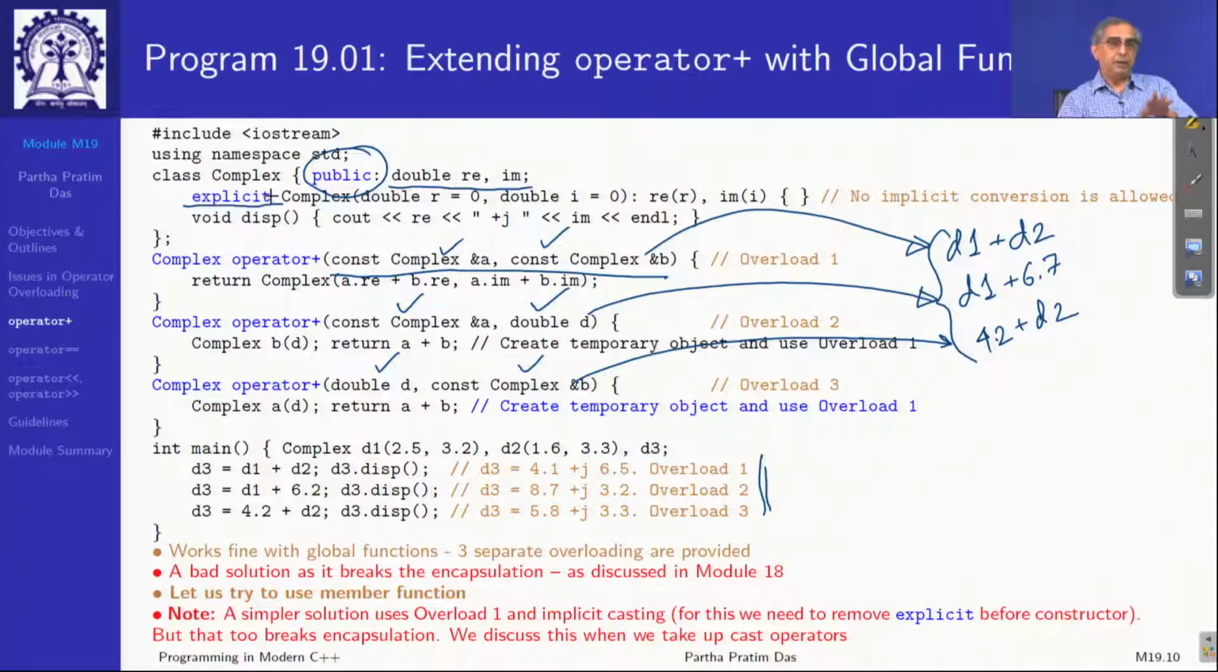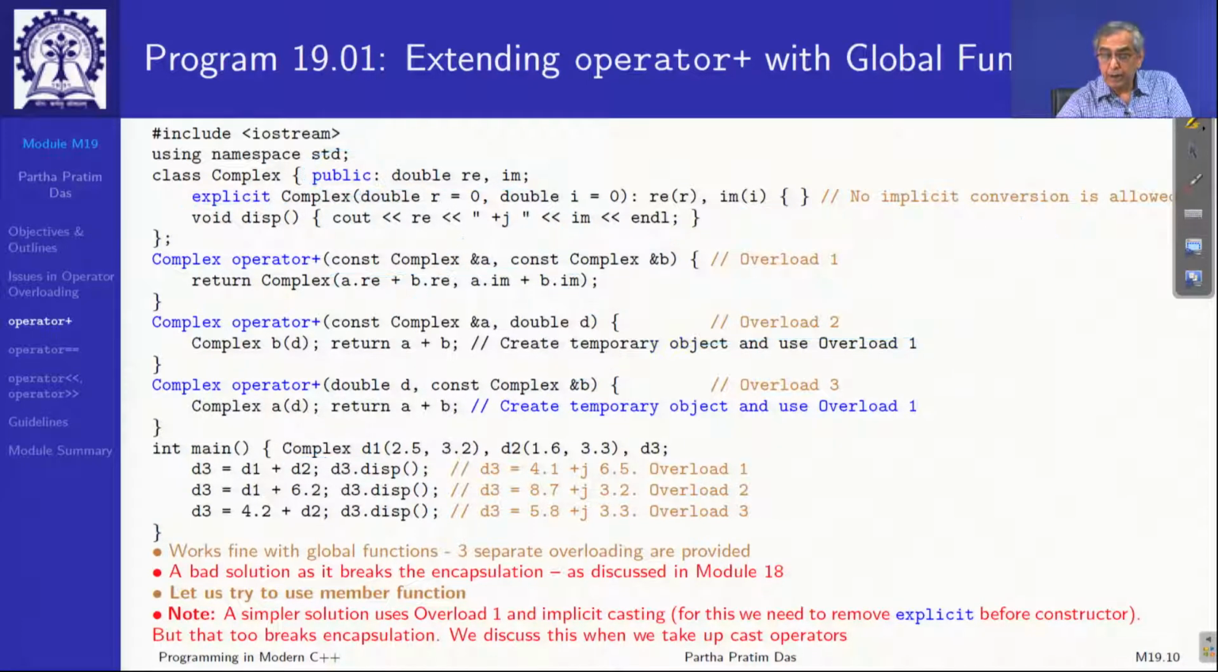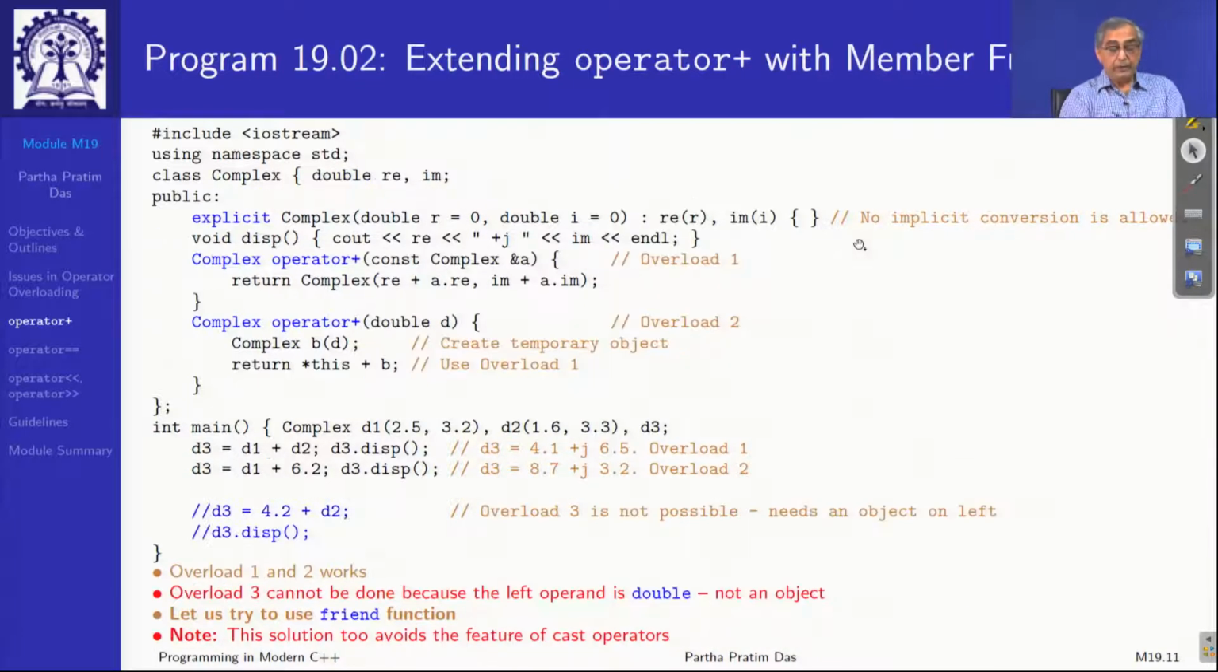I will talk about explicit later on, but all that it means is that if your constructor is explicit, then it has to be directly called either through this or through new. It cannot be used implicitly for doing a conversion. Okay. So, the global function cannot work because it is breaking the encapsulation, so that the whole paradigm falls apart. So, let us look at member function.